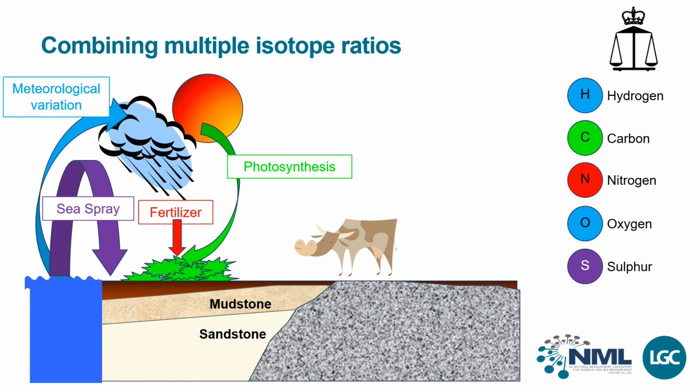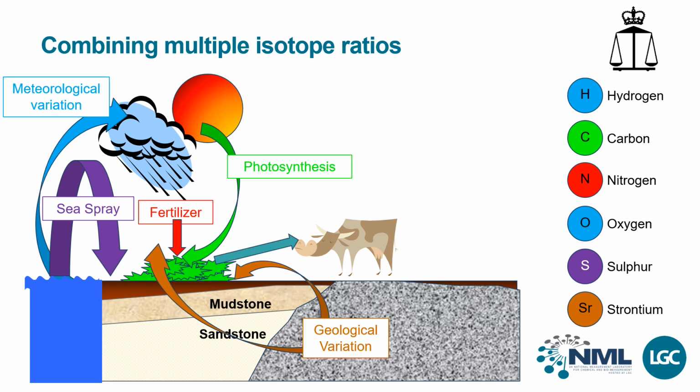Sulfur isotope ratios from sea spray sulfate can leave a characteristic marine signature on areas of grassland close to the sea. Strontium 87/86 ratios of the bioavailable portion of the mineralized strontium derived from the bedrock can give us an indication of the underlying geology of areas of food production.